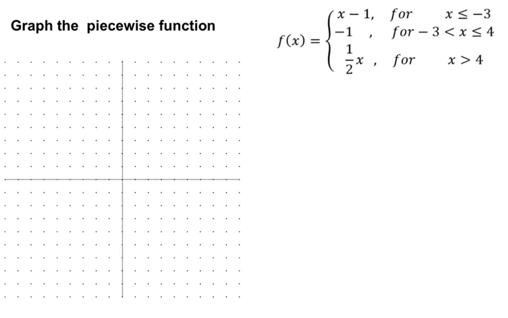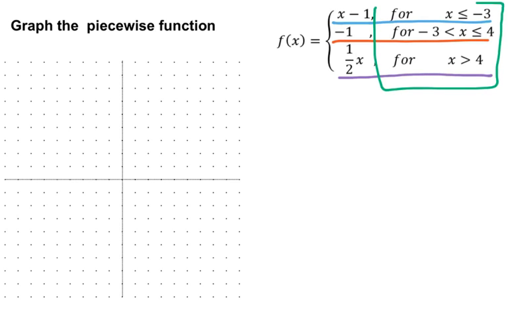Welcome back. In this video, we're going to graph a piecewise defined function. And what that means is we have a function with three pieces. So I'm underlining them here in blue, red, and purple. And each of these pieces is defined for a specific domain.